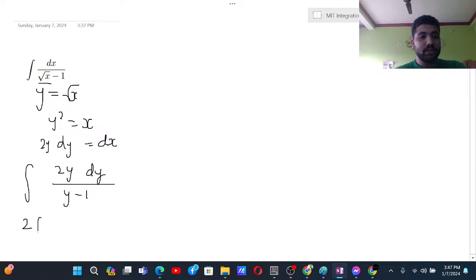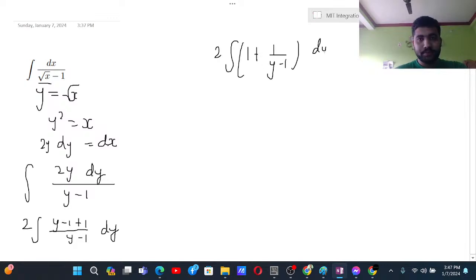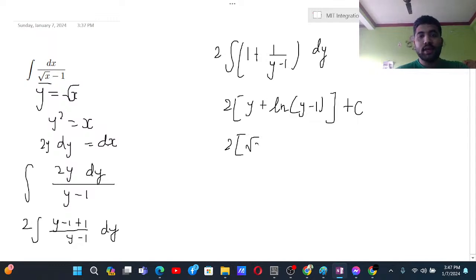Now we can take 2 out of the integral. That gives us y minus 1 plus 1 by y minus 1 dy. Now we'll have 2 times 1 plus 1 by y minus 1 dy. That gives us 2 times y plus ln y minus 1 plus c, and the y is actually root x, so that gives us root x plus ln of root x minus 1 plus c. So this is the answer.